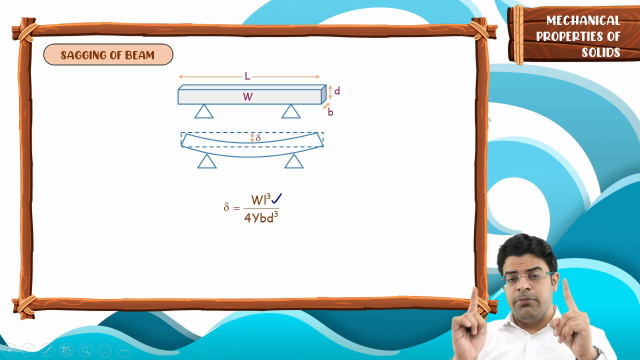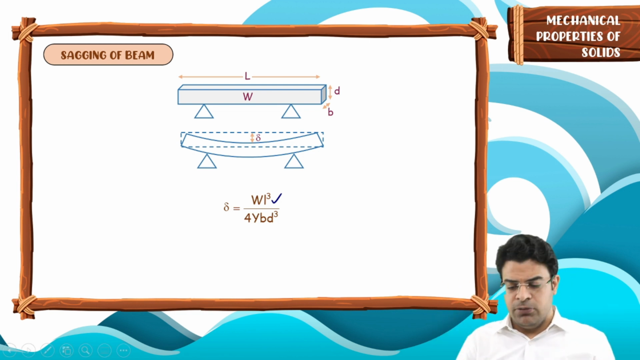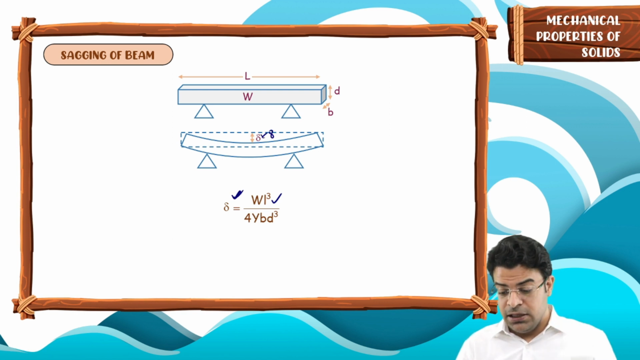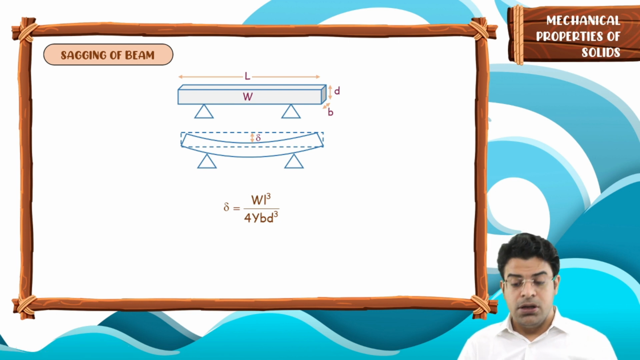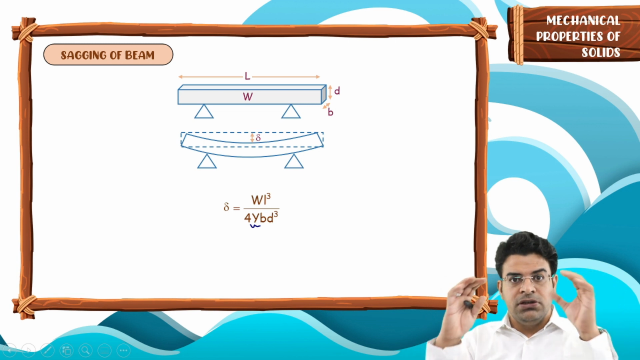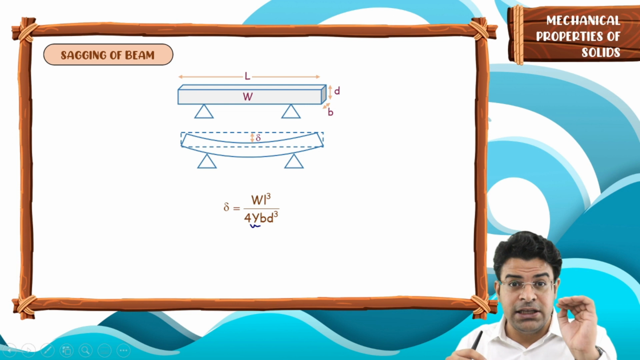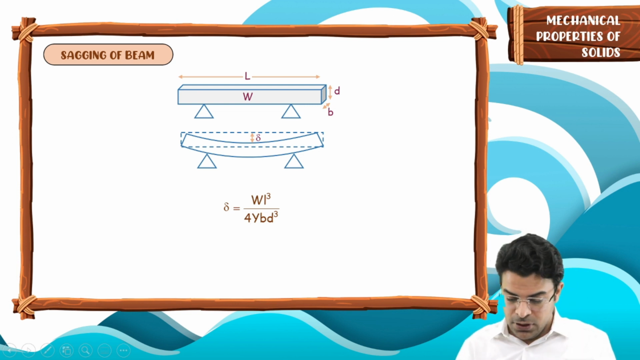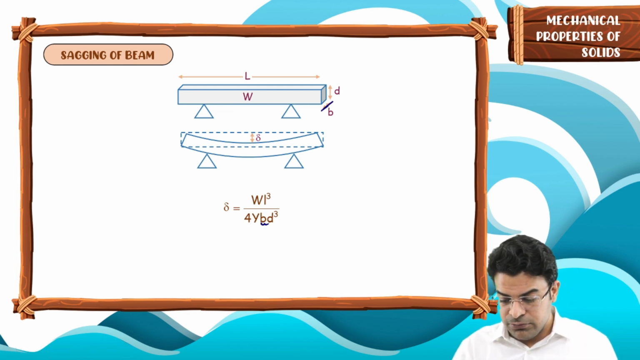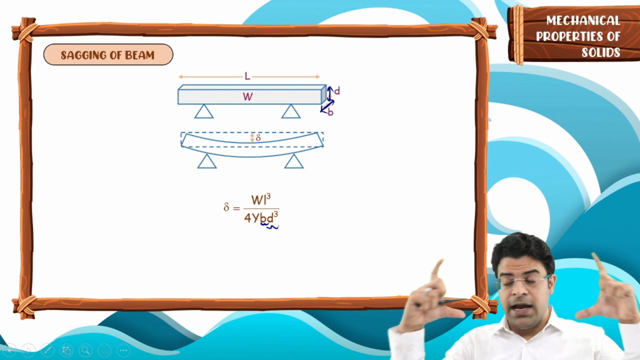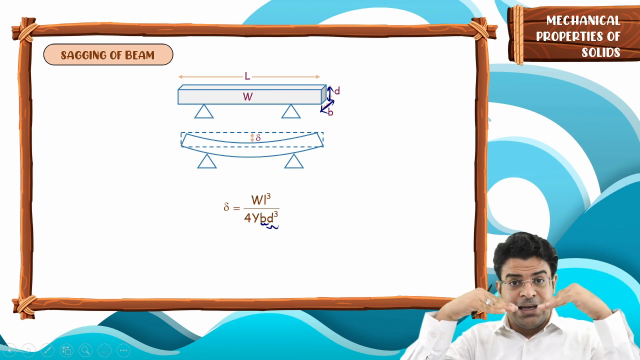If the length of the beam becomes double, keeping everything else the same, the sagging becomes 8 times, because sagging is directly proportional to L cube. In the denominator you have Young's modulus. The greater the Young's modulus, the harder the substance is, the less is the sagging. The greater the width, the less is the sagging. And the greater the height, the less is the sagging. So the more the height of the beam, the less is the sagging.